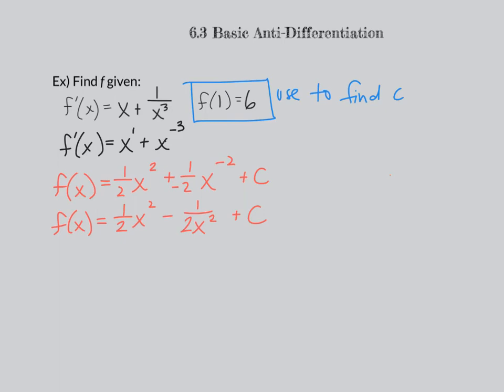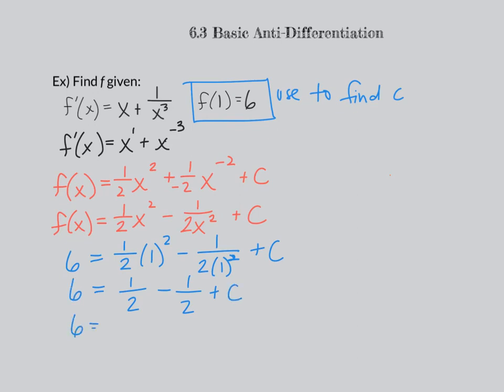So we know that when we input a 1 for x, we get an output of 6. So we know our output's 6 when our input is 1. Ugh, that's a squared. All right, plus c. So solving this is just a 1/2. This is minus a 1/2. Love an input of 1. That's super easy. Plus c. Great. So 1/2 minus 1/2 goes away. So we're left with that c is 6.